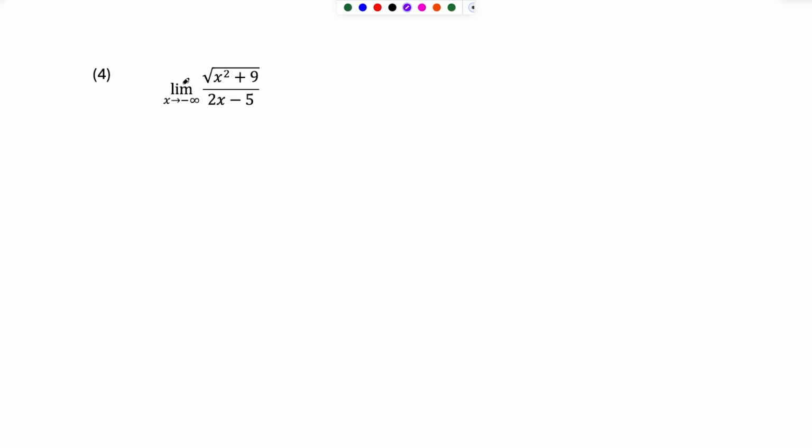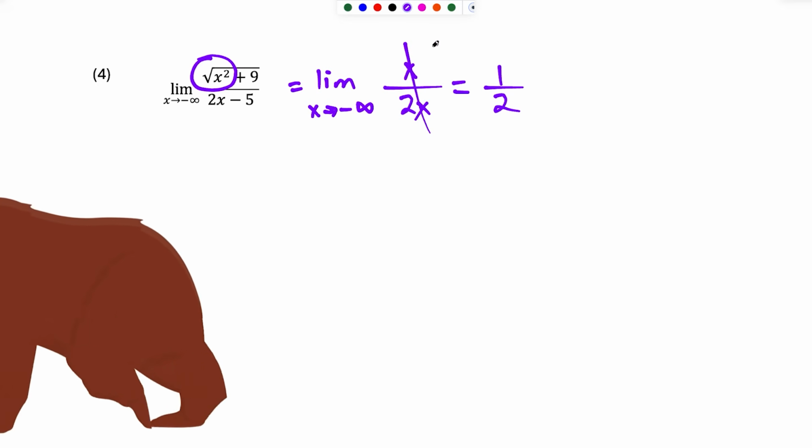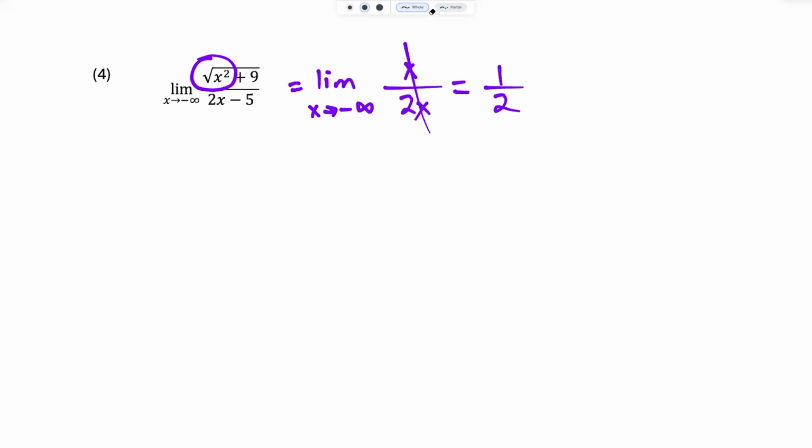Question 4, we're finding the limit as x approaches minus infinity, and we have square root of x squared plus 9 over 2x minus 5. So students, for questions like this, will look at the minus infinity and say, oh, let me focus on the leading terms. And then they say the limit as x approaches minus infinity, the square root of x squared is x, and then they have the leading term 2x on bottom. They cancel, and they say the limit is equal to 1/2. But don't do this. This is a very dangerous bear trap.